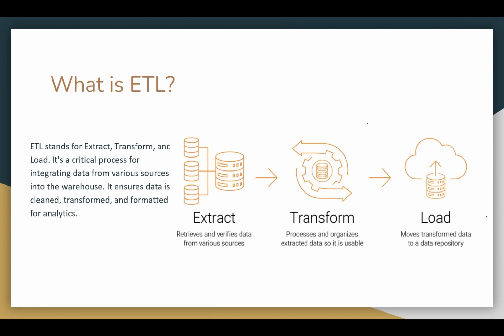Coming to the next step, transform. The extracted data is cleaned and processed to make it suitable for analysis. This includes removing duplicates and null values, normalizing formats, and deriving new metrics. Coming to the load phase, the transformed data is loaded into the target storage system, typically a data warehouse, where it is ready for querying and reporting. The ETL process ensures the data is consistent, reliable, and useful, enabling businesses to drive actionable insights. Moving to the next slide.